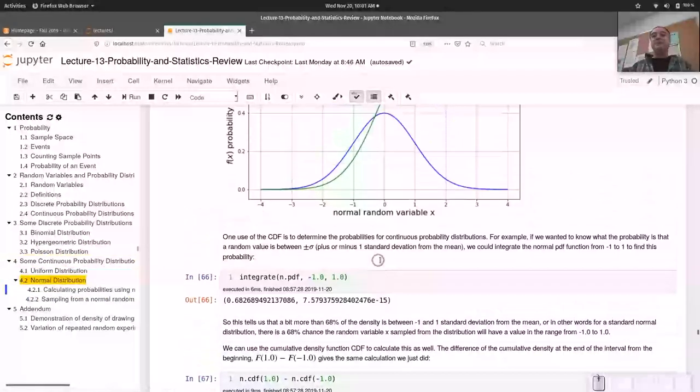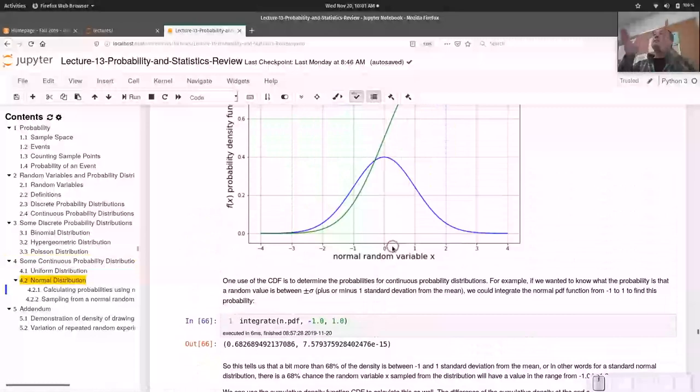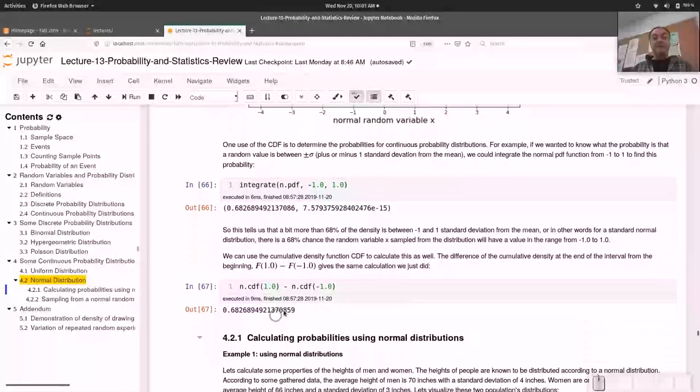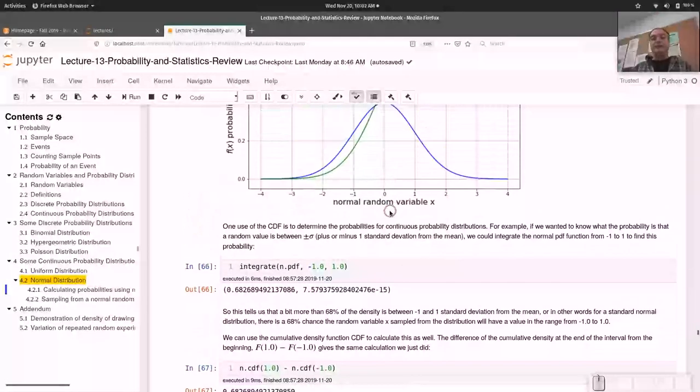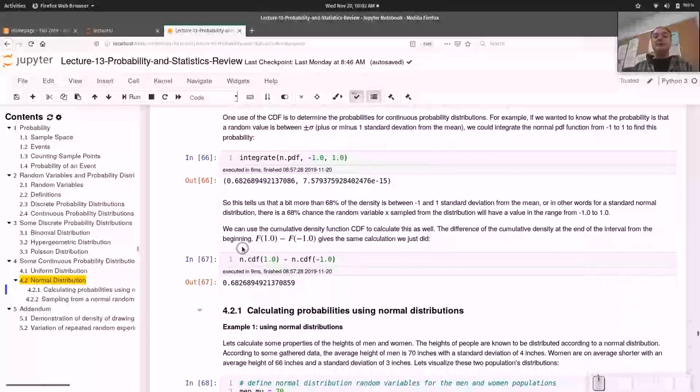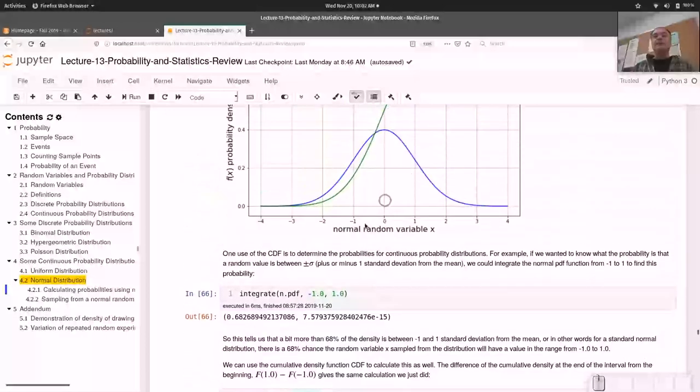probability distributions, I often need to ask questions. What's the probability that a value is between some range of values, like -1 and 1? So as you can see here, there's a 68%. This is another thing that's good to know about normal distributions. No matter what the mean and the variance is, there's always going to be a 68% chance that it's between -1 and 1 standard deviation away from the mean, okay? So 68% of your probability is plus or minus 1 standard deviation away.